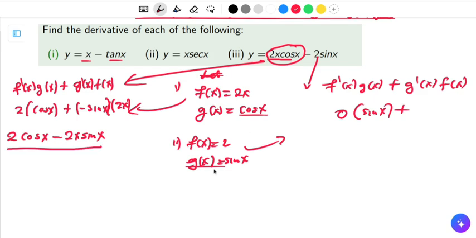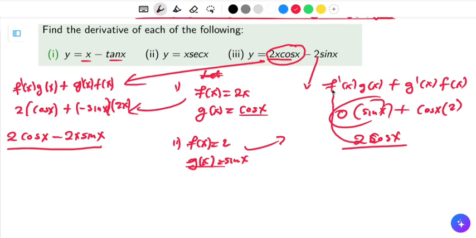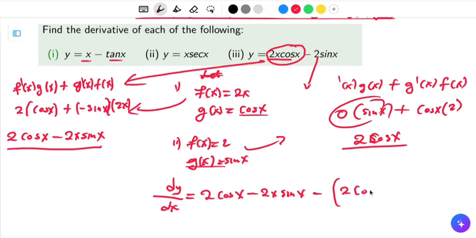Now in the second part we are finding the derivative of sine. The derivative of sine is cos. Then what is f of x? f of x is 2. So the first term is 0, and we just have 2 cos x as our value. This is the one that we are going to insert on this part. So let's write now the values that we have. dy/dx is going to be equal to, the first part, 2 cos x, and then minus 2x sine x, minus, open bracket, positive 2 cos x.